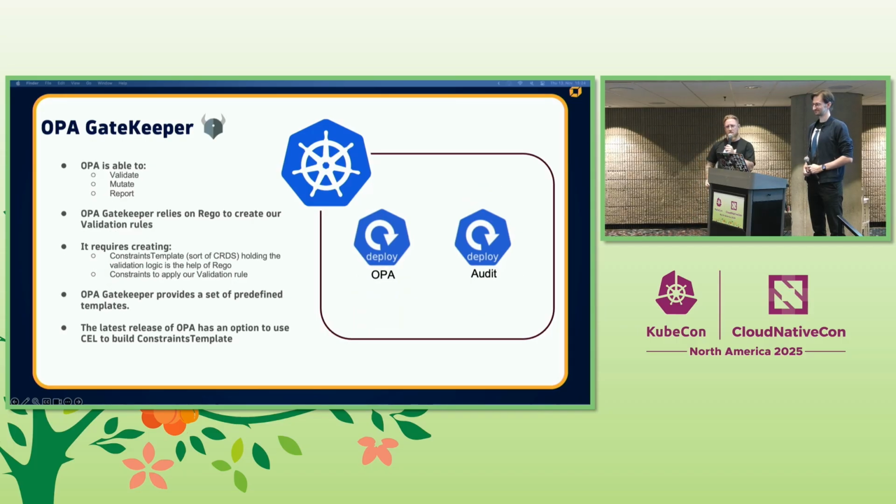Then we have OPA Gatekeeper. OPA Gatekeeper has basically been out there for a while. It's able to validate, to mutate workloads, and report. So fewer features than Kyverno. OPA Gatekeeper relies on Rego scripts. So if you love Rego, perfect. If you don't like Rego, then it could be a problem. But it also supports CEL with the latest updates of OPA Gatekeeper.